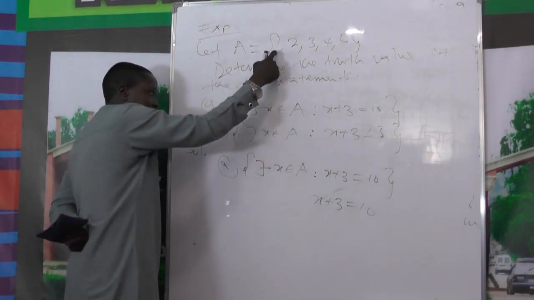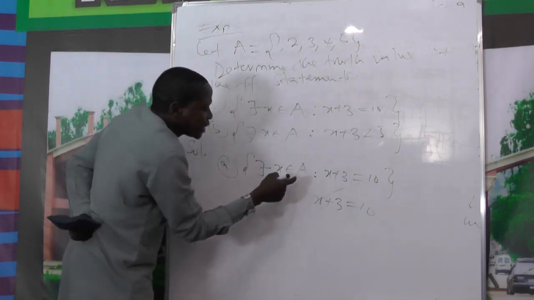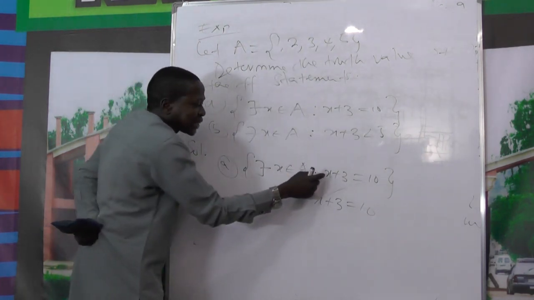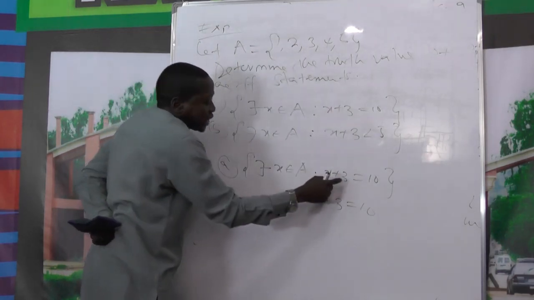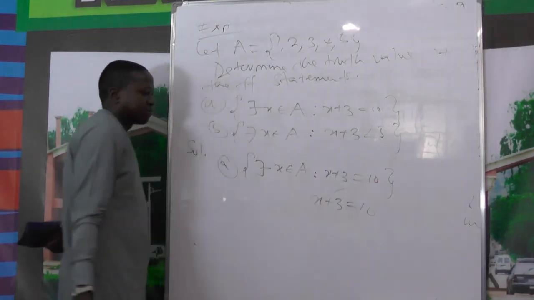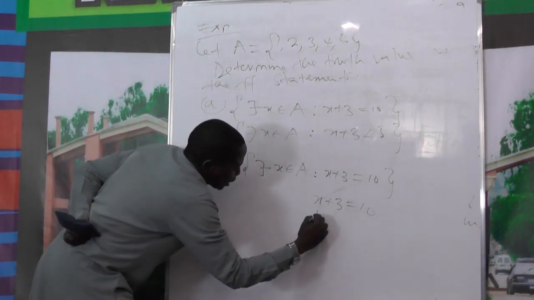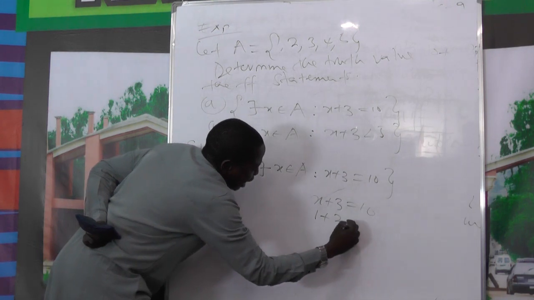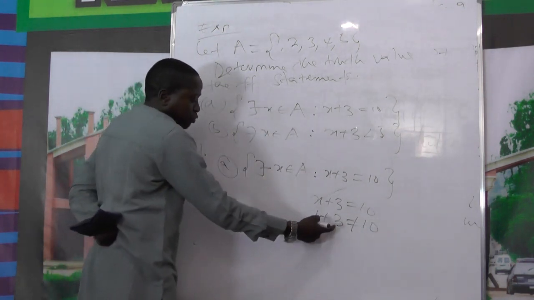It can be 1, it can be 2, it can be 3. This statement is saying that one number exists here, that if I add it to 3, I will get 10. Is it true or false? So now let's check. I have 1. 1 plus 3. Can I have 10? No. Because 1 plus 3 equals 4.